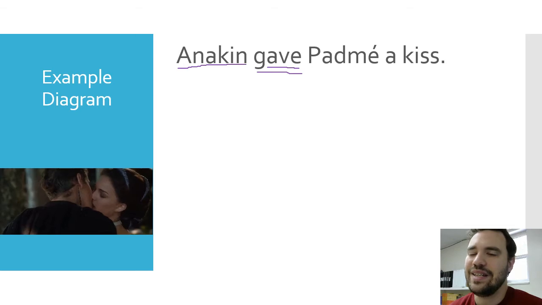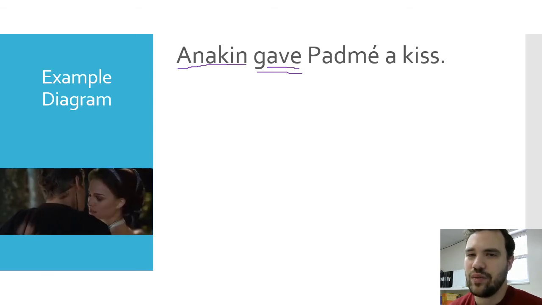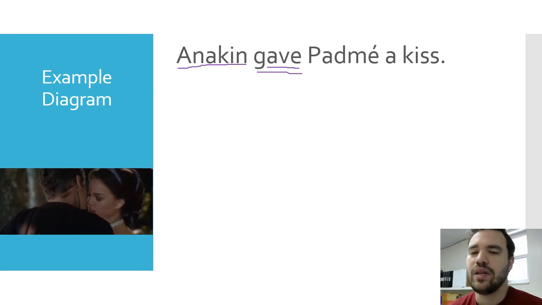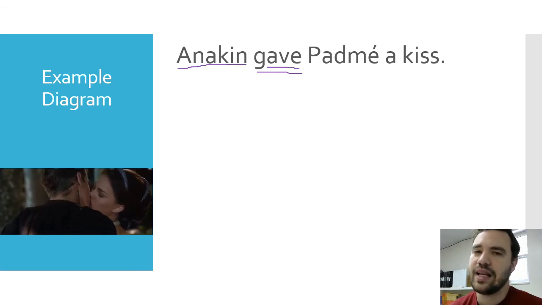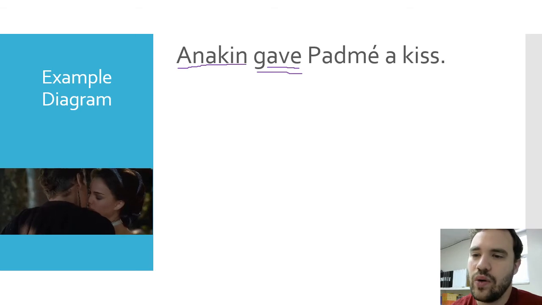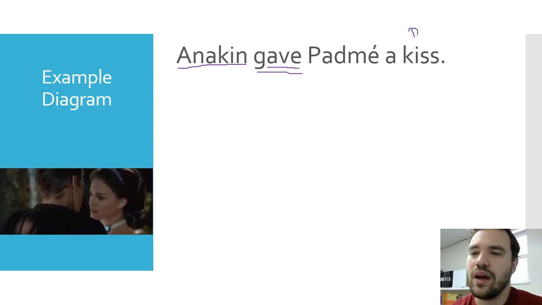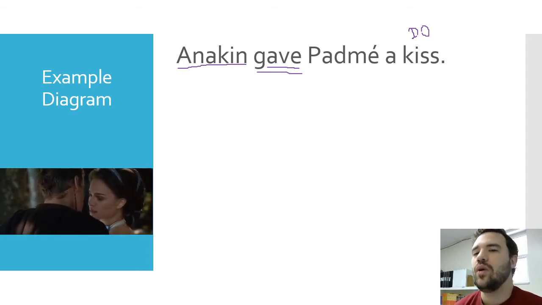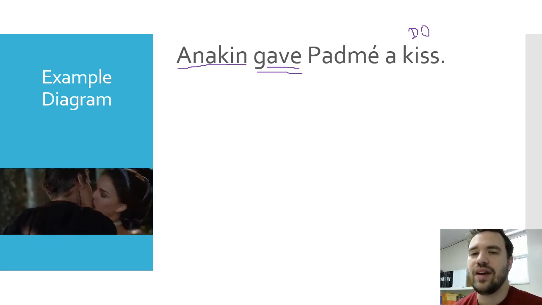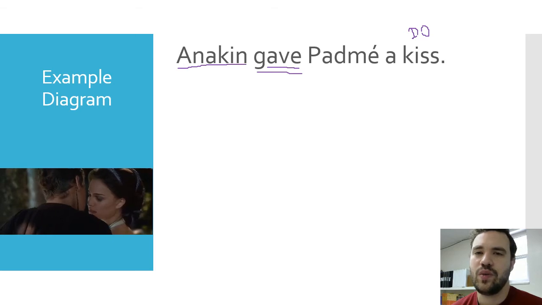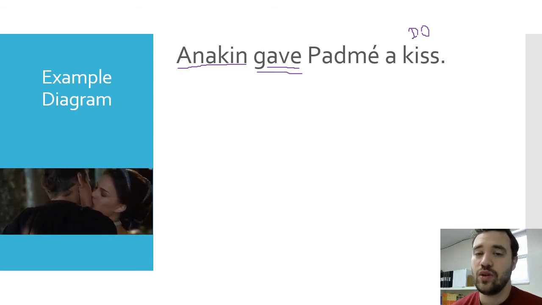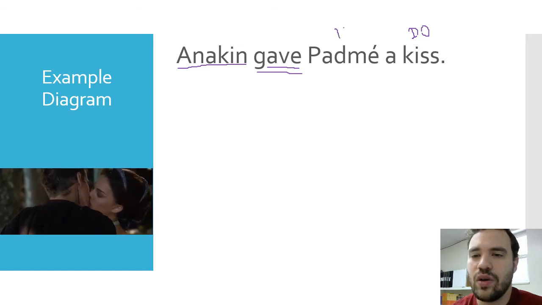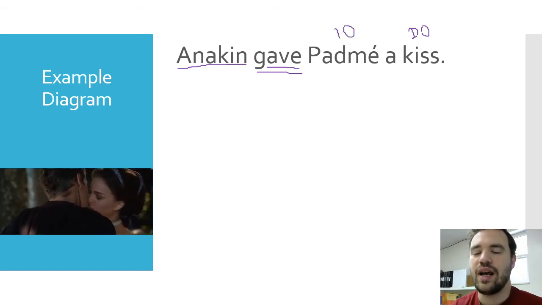Well, Anakin did not give Padme. That doesn't really make any sense. We don't typically give people. So Anakin gave what? Anakin gave a kiss. So kiss is going to be our direct object. All right, then we'll ask the question, Anakin gave a kiss to whom, or to what? Anakin gave a kiss to whom has an answer. Anakin gave a kiss to Padme. So Padme is our indirect object.